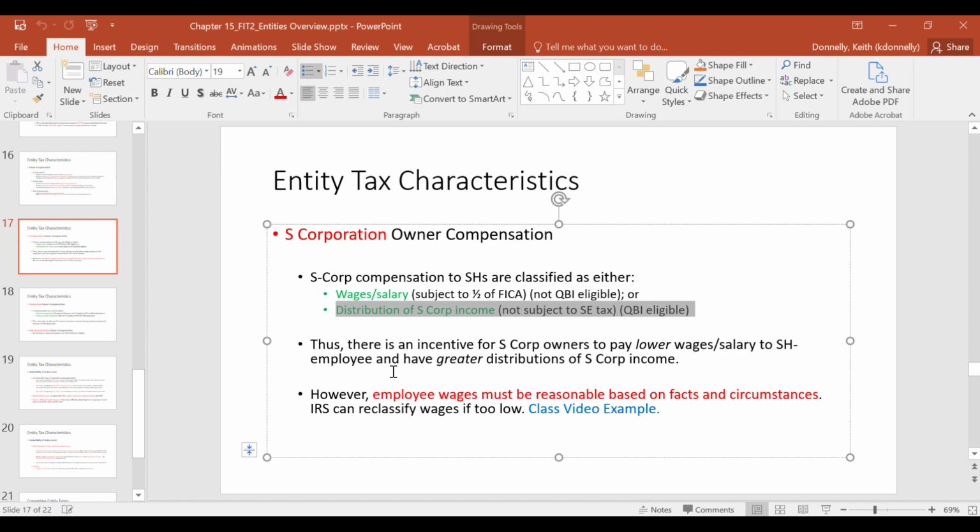Here's the deal, though. You can't just put it all as a distribution of S Corp income. The IRS says no, not allowed to do that. If you're working for it and you're an employee, the wages you receive have to be a reasonable amount. In other words, if you're an employee, you always have to have wages paid to you for a reasonable amount.